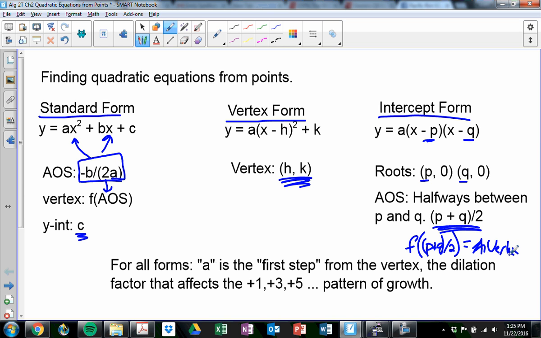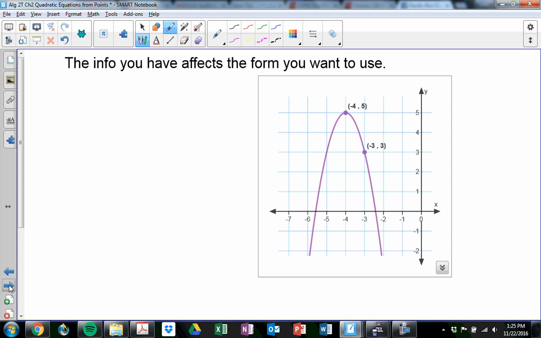Always remember that for all forms, a is the first step from the vertex, the dilation factor that changes the 1, 3, 5 pattern of growth, multiplying that. So, the type of info you have affects the form you want to use whenever you're making your equation. Here, I have a vertex. Since I have a vertex, I'm going to use vertex form.